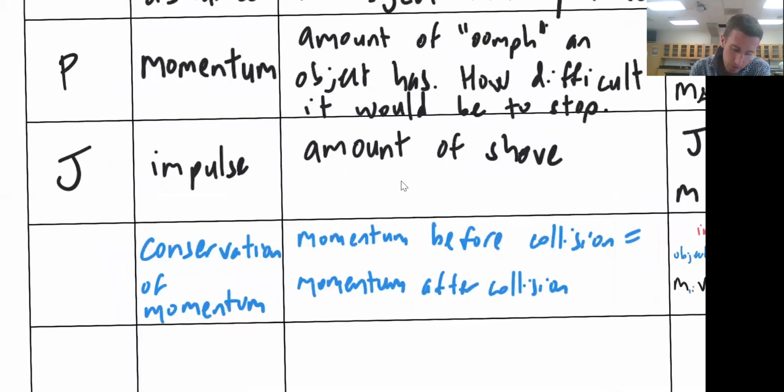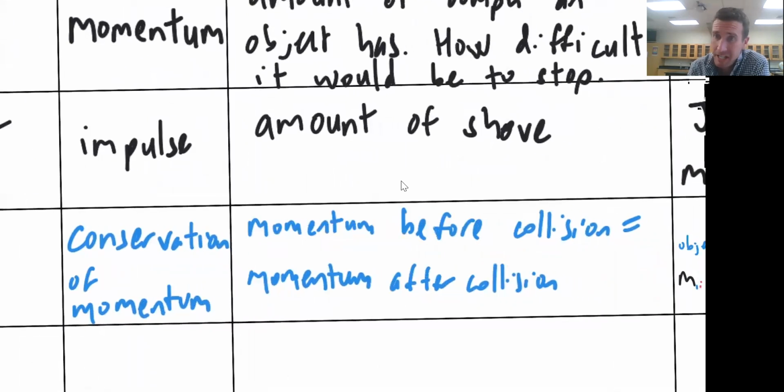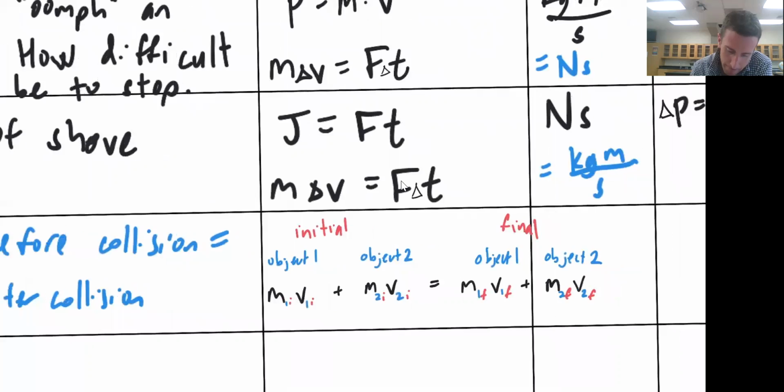Impulse is represented by capital J. You might be saying, wait, we already used capital J. Capital J was joules, which was the unit of energy. That's true. That's when it's a unit. When it's a variable, it stands for impulse because of all the J's in the word impulse, obviously. I've got no idea why J would be impulse. So it's the amount of shove.